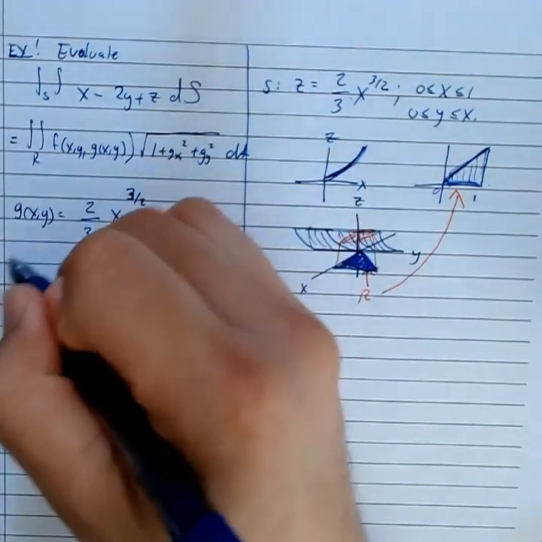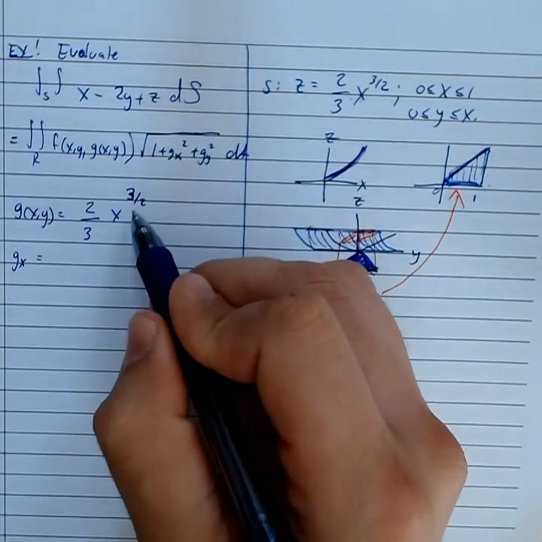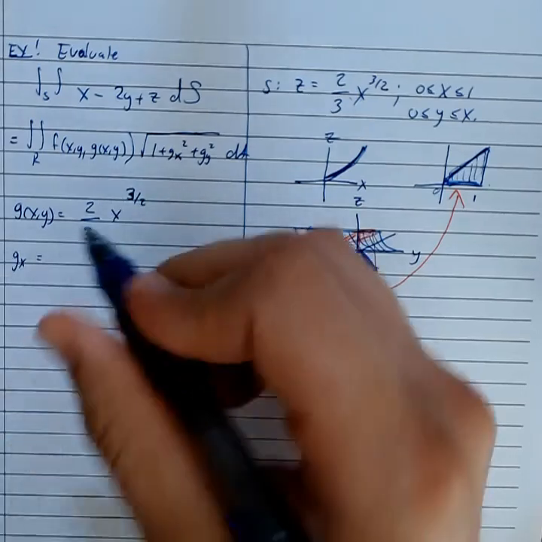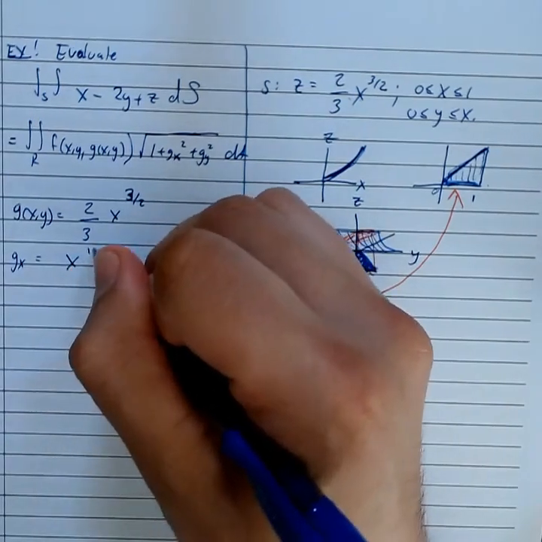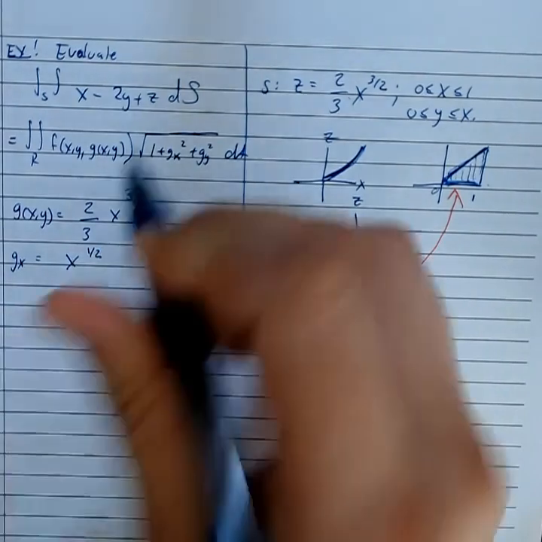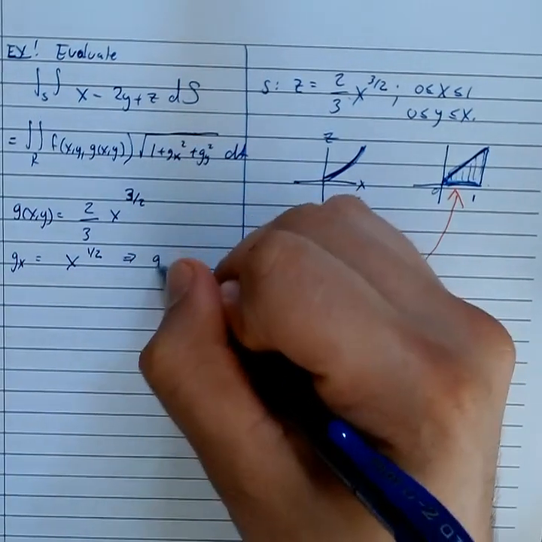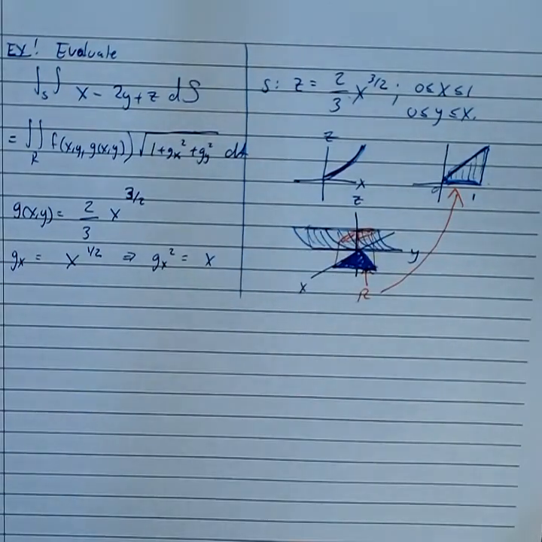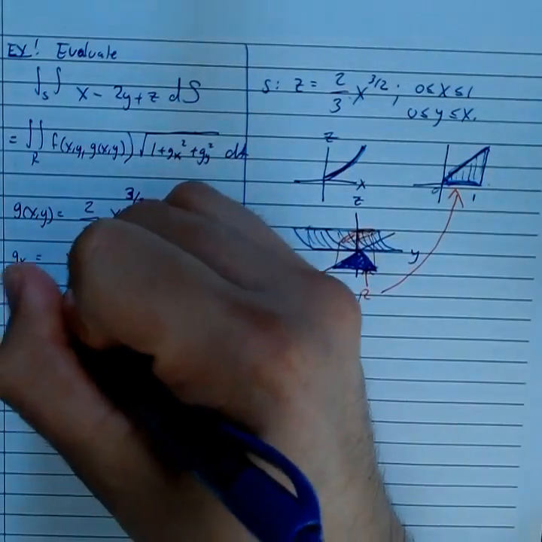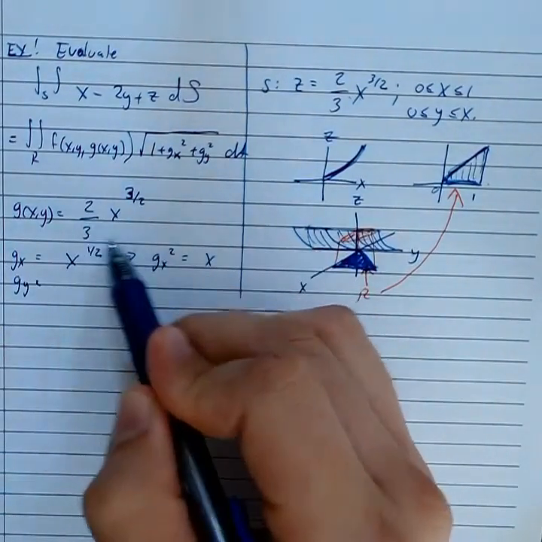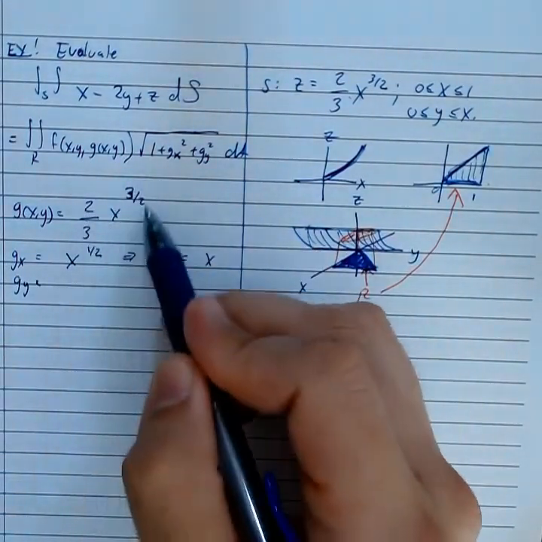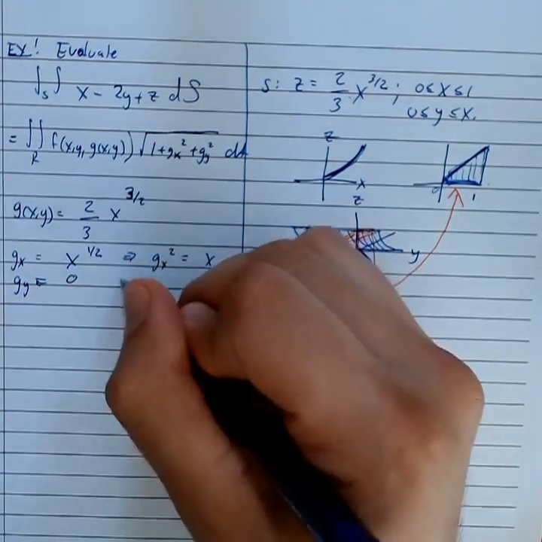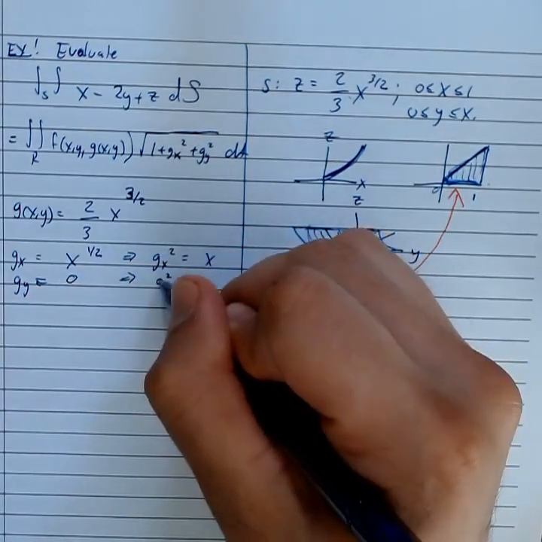We are going to need g sub x. With respect to x, that's just a normal derivative. Take your 3/2 down, subtract 1 from the power, and that's x to the 1/2. But don't forget, you're going to need to square that, so it's going to be g sub x squared, and if you square the square root of x, that's just x. And we're going to need g sub y. The derivative of this with respect to y, that's just a constant. So here the derivative will be 0, and 0 squared is still 0.